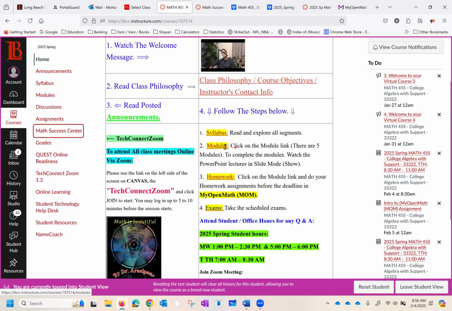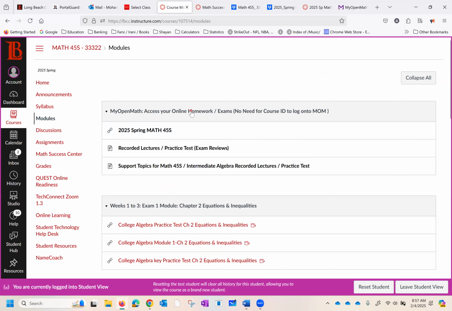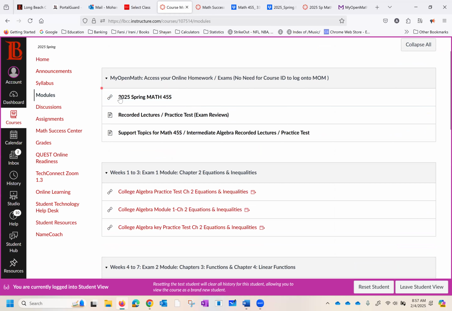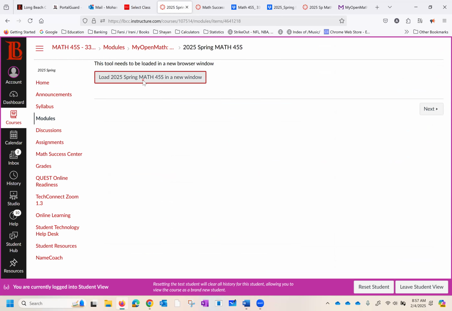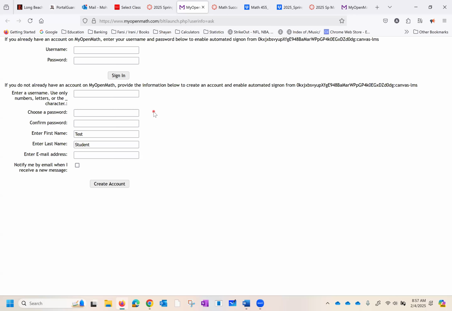Now the next thing I want to look at is the modules, right here on the left navigation bar under the syllabus, it reads modules. So first, what do we find there? And then we will look at it. At the very top, everybody, you find this one. This is 2025 Spring Math 45. This is the digital platform, My Open Math. If you have an account, you have a username and password, click it and sign in. If you don't, you make up one by just following the instructions and filling in the blanks and create an account. That's why you don't need a course ID, and it takes you to My Open Math. I'll come back to this in a moment.